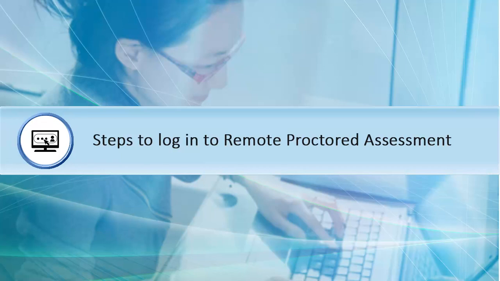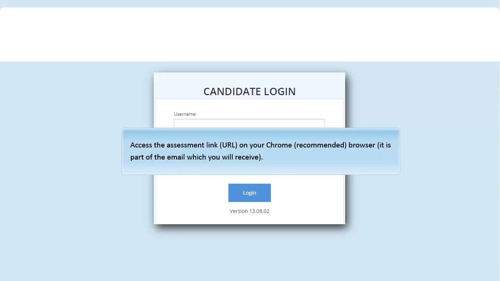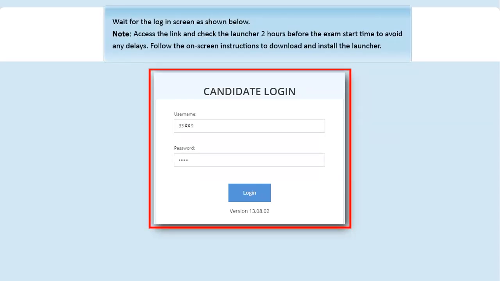Steps to log into the remote proctored assessment. Access the assessment link URL on your Chrome recommended browser. It is part of the email which you will receive. Wait for the login screen as shown below. Note, access the link and check the launcher 2 hours before the exam start time to avoid any delays.